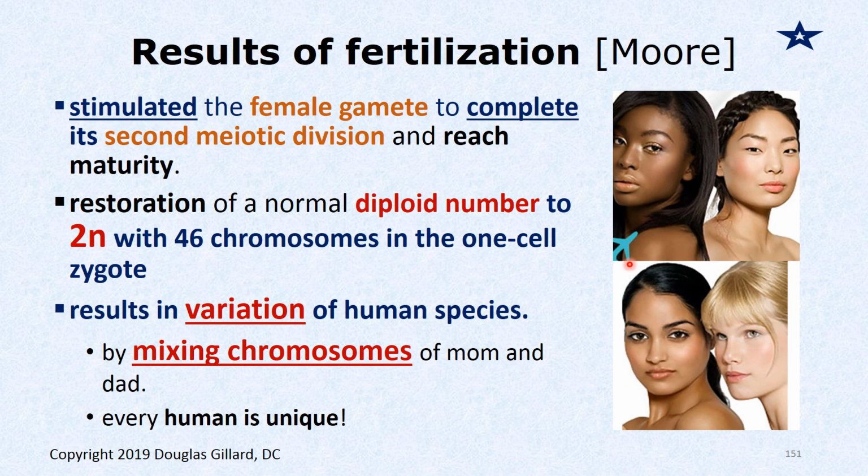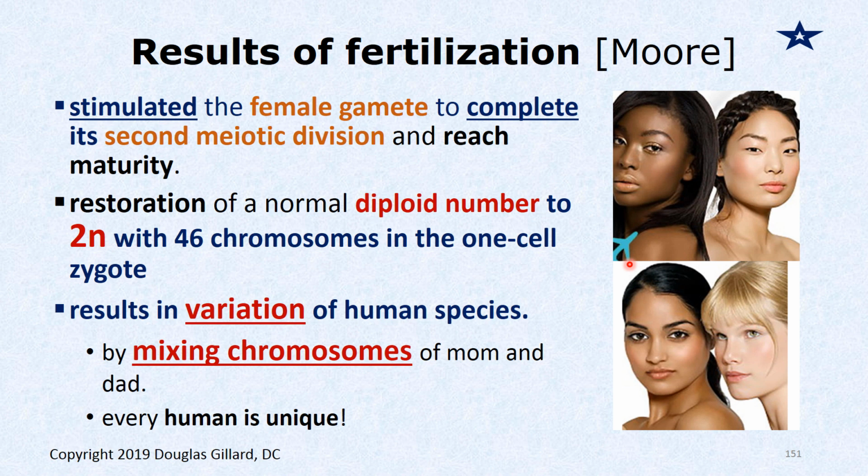Good slide to make questions from. What are the results of fertilization? Well, we stimulated the female gamete to complete its second meiotic division, so we successfully got that fixed. It was stuck in metaphase 2. We've restored, by the genetic material of the male and female, the pronuclei morphing together. We have fixed the weird cell, and made it a normal single-cell zygote with 2N, 46 chromosomes, right? 92 chromatids.